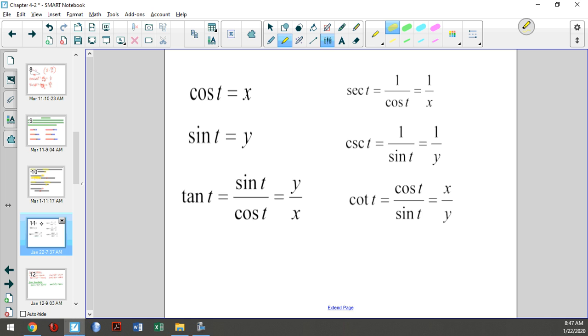So therefore, the reciprocal is going to be the secant of t is equal to 1 over the cosine, which is going to be 1 over x. Then you have the sine of t is equal to y, meaning the reciprocal is the cosecant, and that's going to be 1 over y. And then we have the tangent of t, which is also sine over cosine. Sine is y, cosine is x, so that's why it's y over x. And then the reciprocal of tangent is cotangent, which is going to be x over y.